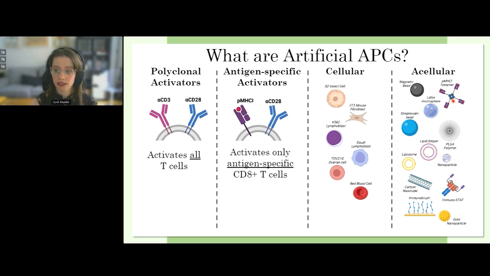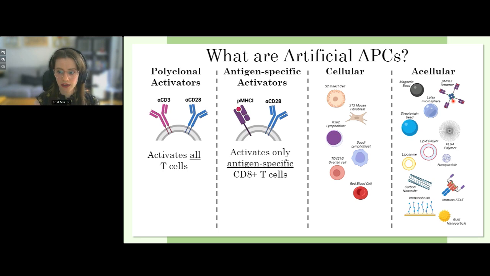Additionally, they can be either cellular or acellular. As you can imagine, cellular APCs are derived from cells. So they can use insect cells, mouse fibroblasts, the K562 cell line, as we previously mentioned, and these are genetically engineered to express these activation signals. So cellular and acellular can also be polyclonal and antigen specific. So you kind of pick one of each half. However, they must be removed from the infusion product, or else the cells themselves can create an immunogenic response, which can be harmful to the patient, especially the non-human cells, such as the insect cells and the mouse fibroblasts.